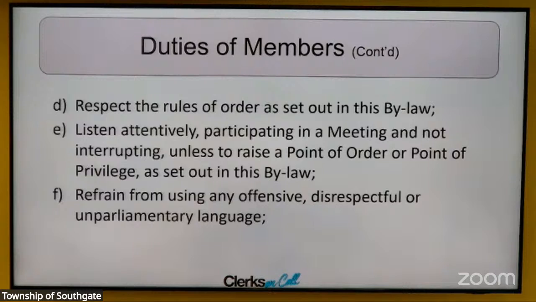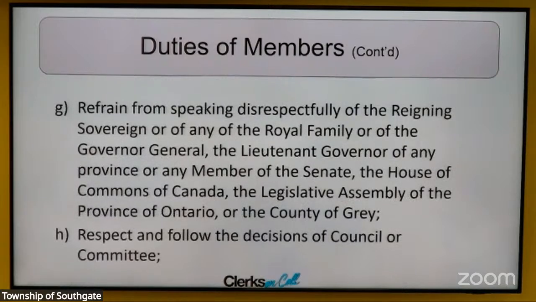All members must respect the rules of order that are set out in the bylaw. And they need to listen attentively, participating in the meeting and not interrupting unless it's to raise a point of order or a point of privilege. And you need to as well refrain from using any offensive, disrespectful, or unparliamentary language during the meeting. Members should also refrain from speaking disrespectfully of the reigning sovereign and other significant dignitaries. And of course, all members should respect and follow the decisions of council and committee.